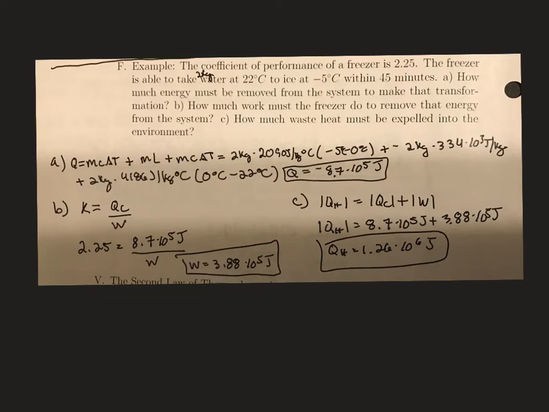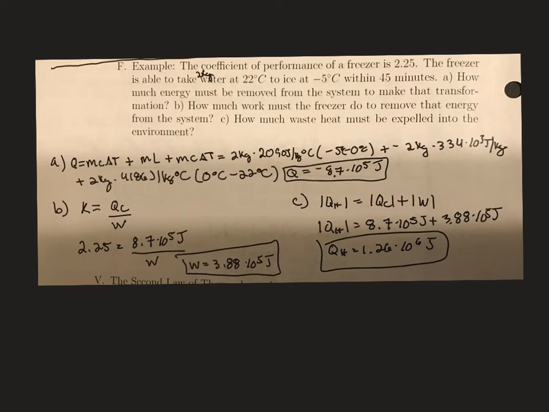In part B, I want to know how much work has to be done in order to remove this energy from the system. So I know the coefficient of performance is equal to QC divided by the work. And the QC value is how much energy is coming from the refrigerator into the coolant, which is going to be the amount that we calculated in part A. And we know the coefficient of performance, so we can calculate the work.